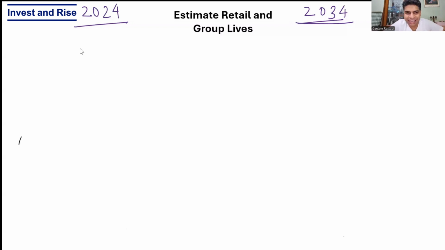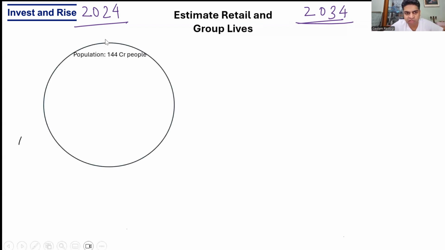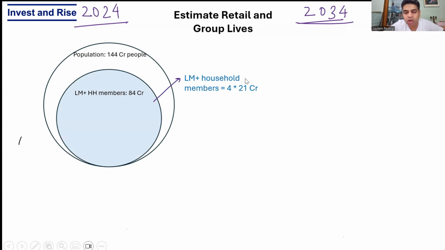See, right now we are in 2024. In 2024, there are 144 CR people in India. That's the population. And we just saw that there are 21 CR lower middle and above households, and the lower middle class, upper class, all of those income brackets are a part of the 21 CR. Now, assuming that there are four members on average per household, we come up with 84 CR people who are part of these lower middle and above households.